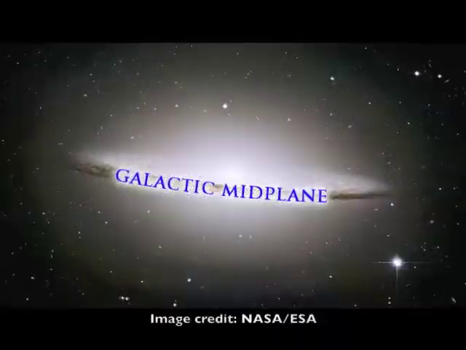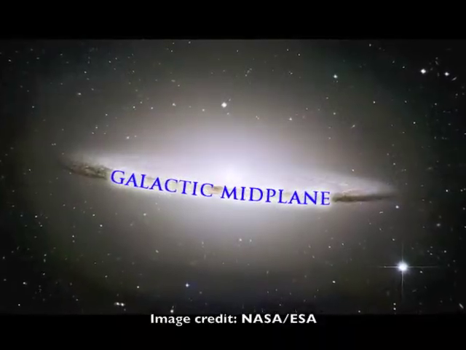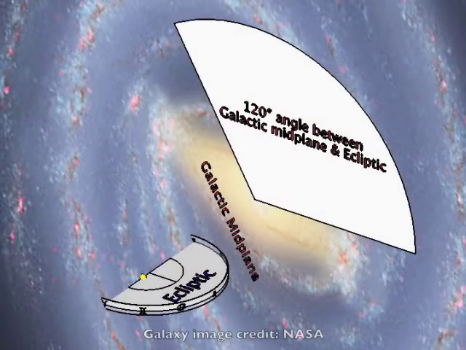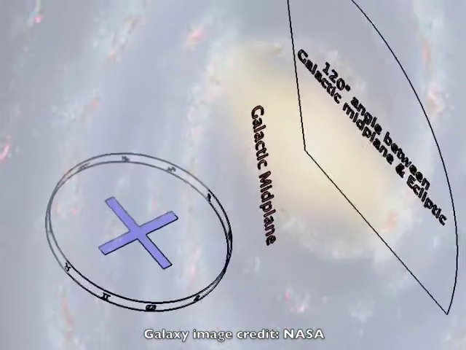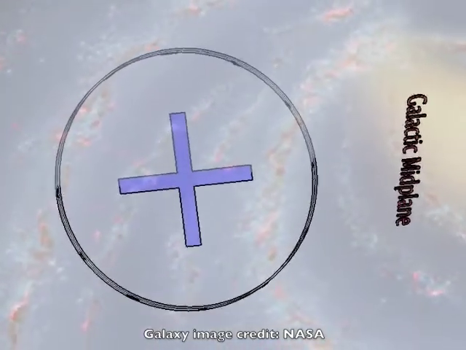The central plane of the galactic disk is called its midplane. The ecliptic is tilted some 120 degrees with respect to the midplane, naturally making a cross in 2 dimensions. Witcherink and Parlier call this the galactic cross.